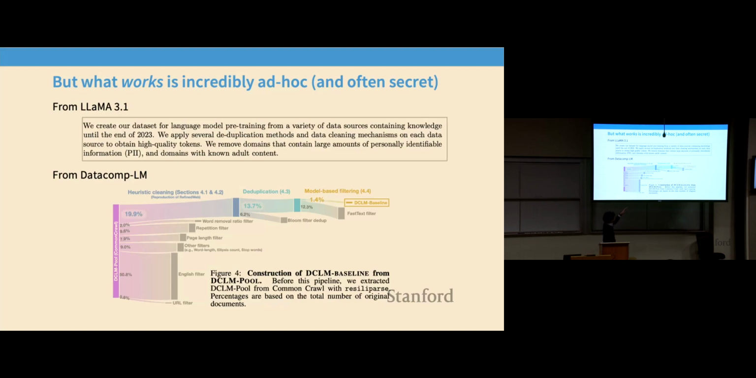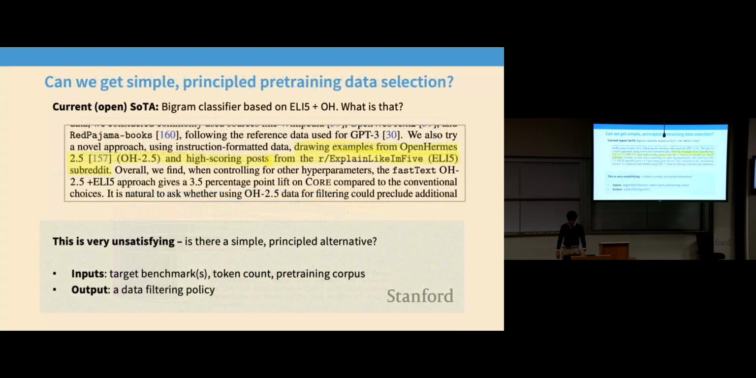You've got English filtering, page length filtering, repetition filtering, deduplication, and this algorithmic filter that I'll talk about in a moment. Then you select about 1.4% of your original pool. I think they start with like 200 or 300 trillion tokens, all the way down to a couple trillion tokens at the end. So this is a really highly engineered data filter.